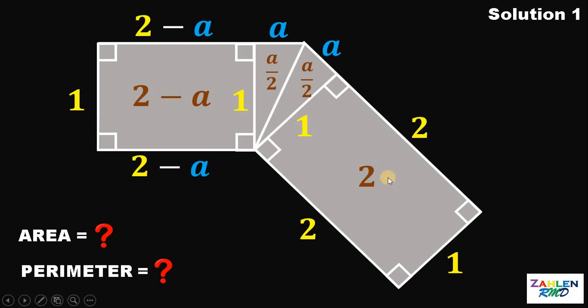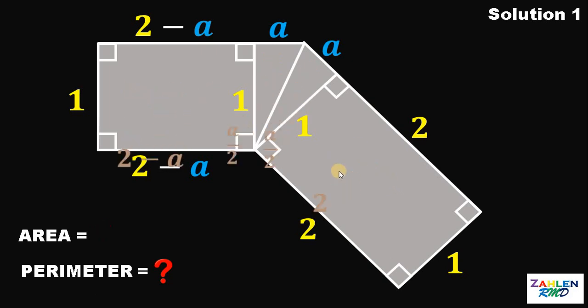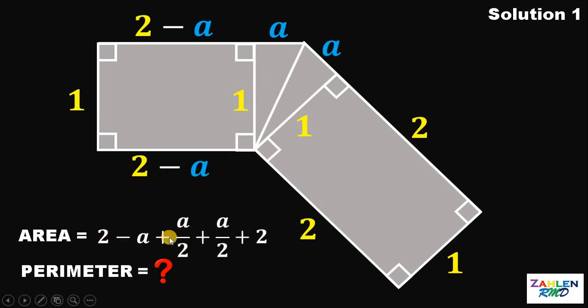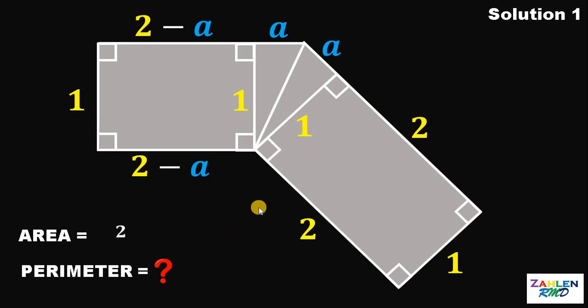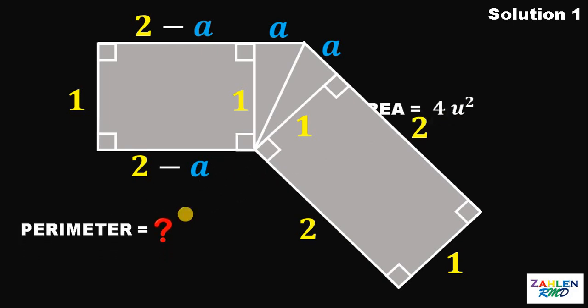Now, to find the area of this figure, what we're going to do is add all of them. So we have 2 minus A plus A over 2 plus A over 2 plus 2. Now, A over 2 plus A over 2 is just A, and negative A plus A cancel out, so this is just 2 plus 2, or simply 4. Therefore, the area of this figure must be equal to 4 square units. Now at this point, let's set aside the area first.